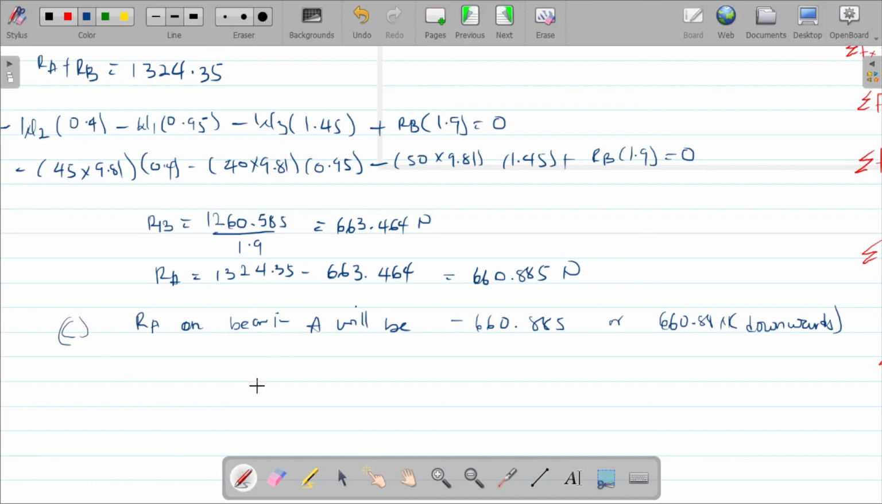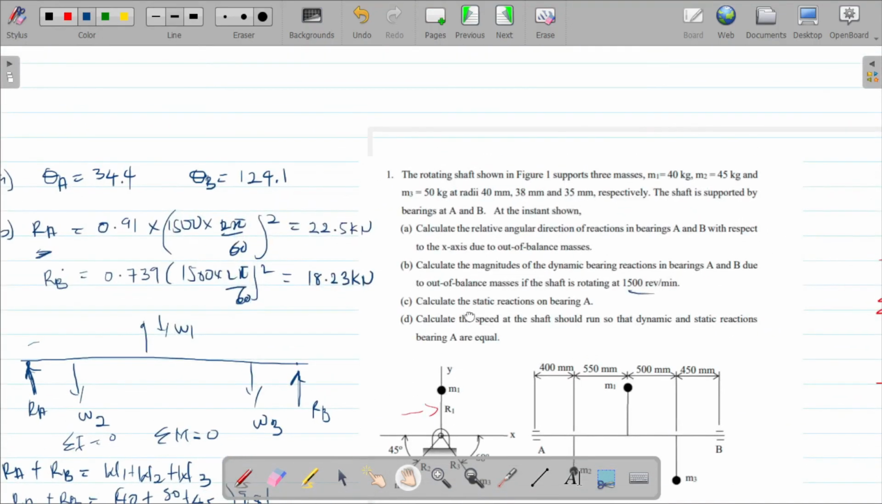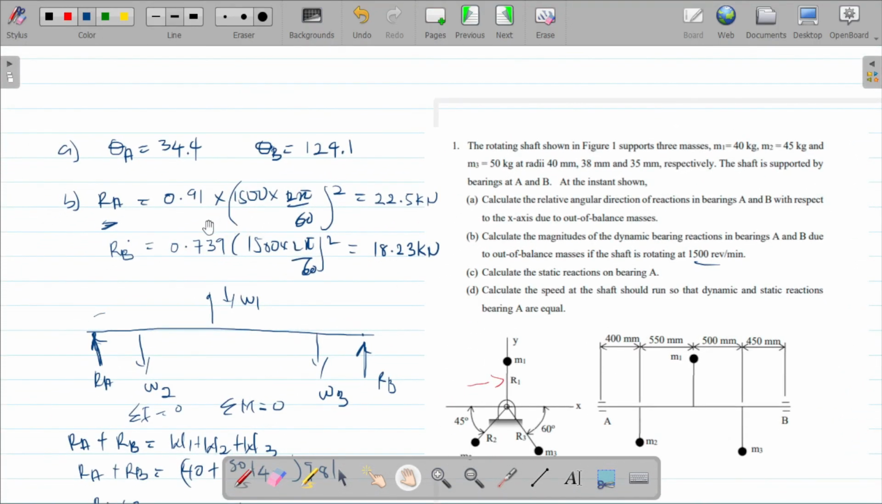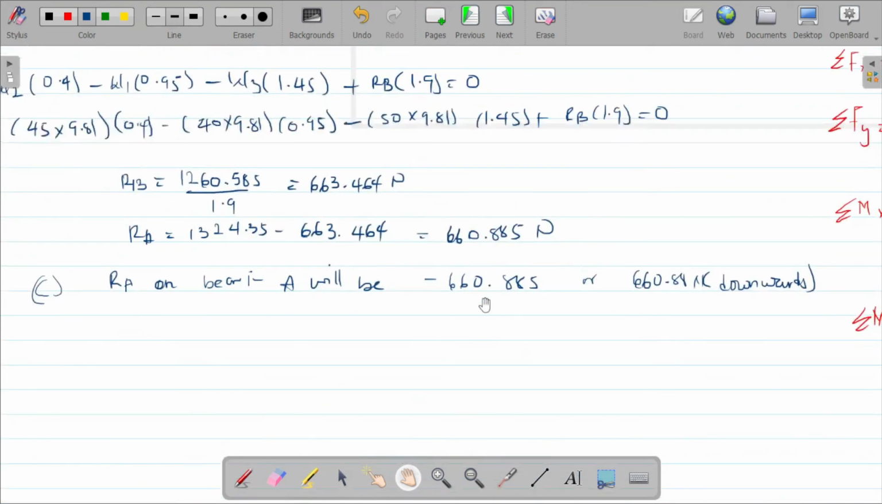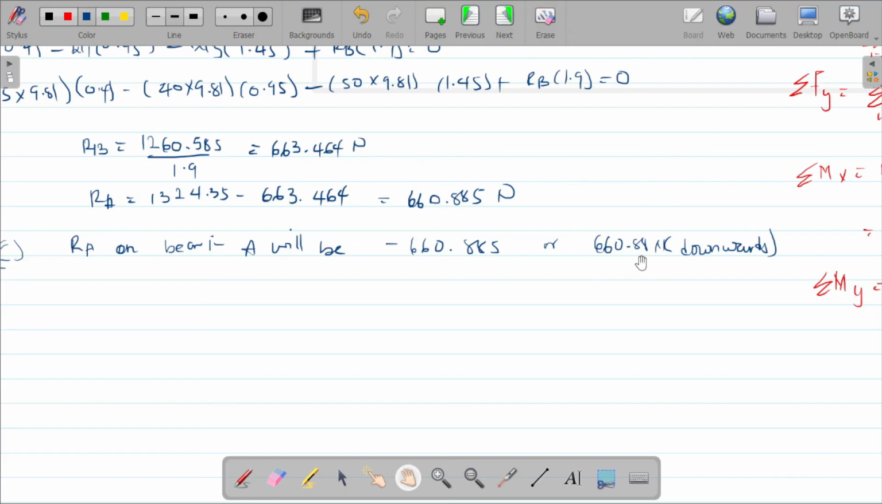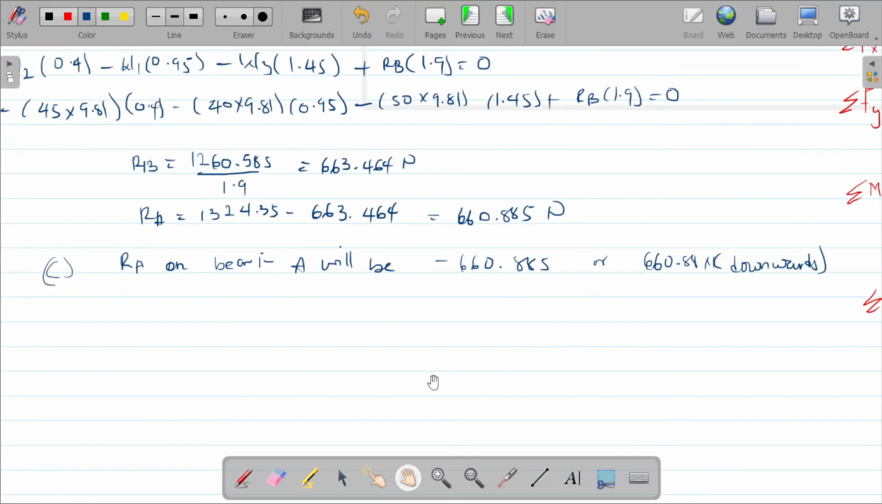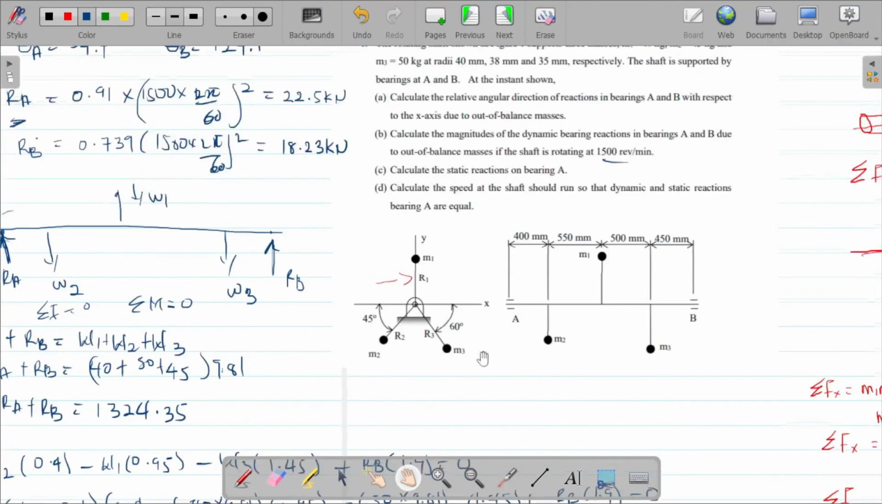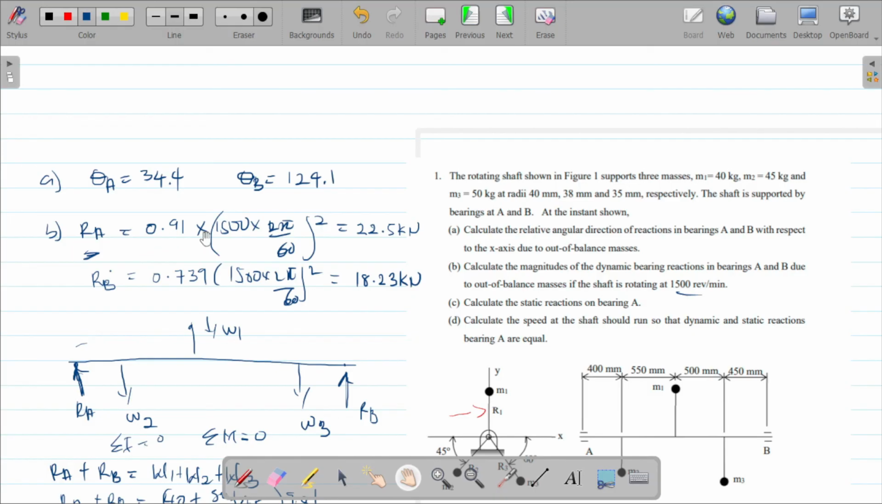Now they're asking for the angular velocity at which the dynamic reaction in A is the same as the static reaction in A. The dynamic reaction in terms of kilogram meter, we had 0.91. So assuming we don't know this speed, at what speed should you put it here so that the value will be equal to 660.8? I get it. So the thing is, this one is inclined to a certain angle, which is the 34.4.